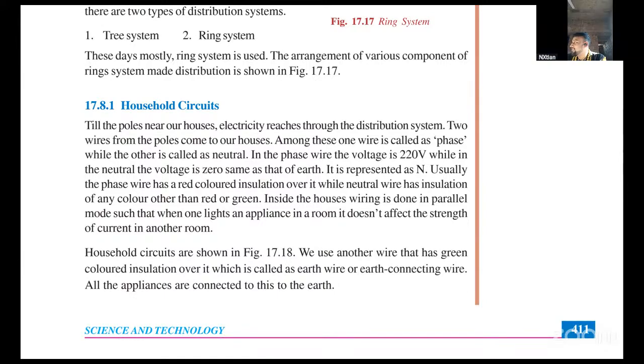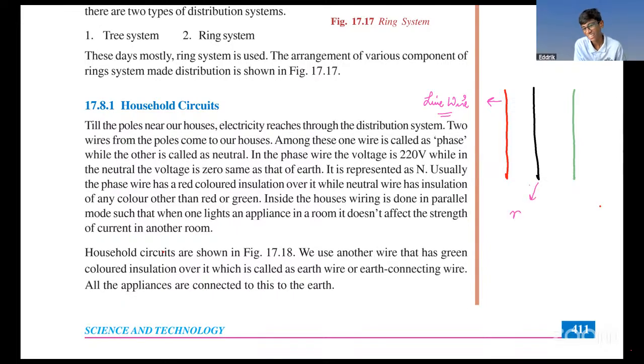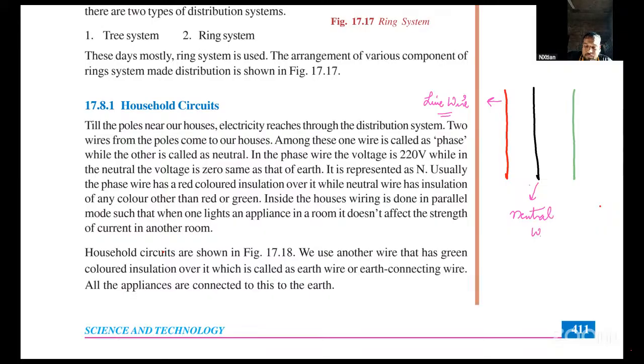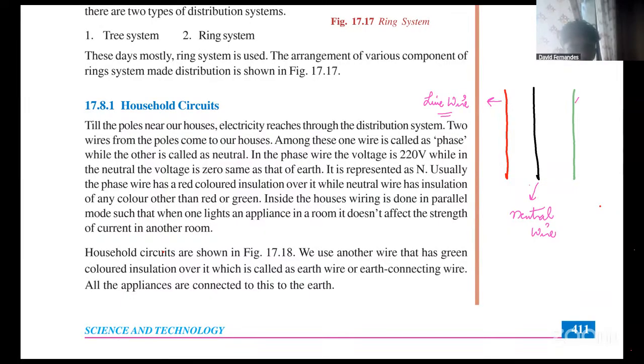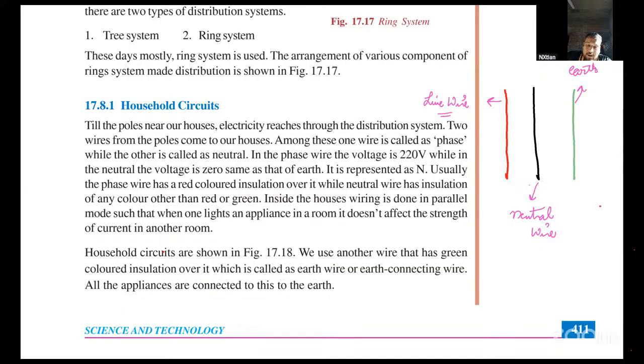Okay. Now, basically, in our household we have 3 types of wire. First is the red wire, the second one is the black wire, and the third one is the green wire. So what does this mean? The red wire is also called the live wire. The black wire is called the neutral wire. And the green one is called the earth wire.